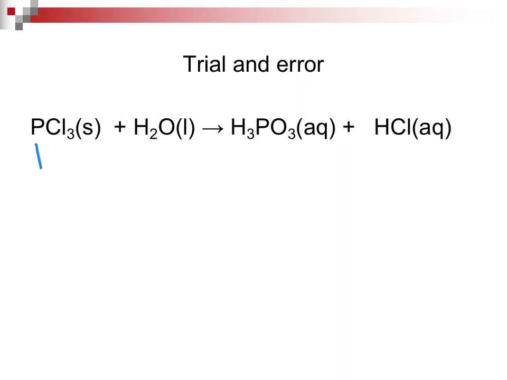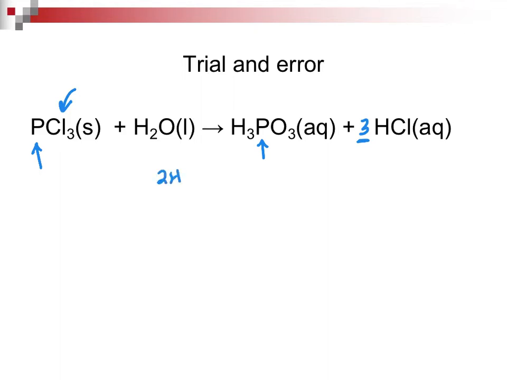If I look at this example, 1 phosphorus, 1 phosphorus, we are okay. If I look at the chlorines, I see 3 of them. That says for me to have 3 chlorines, I need to put a 3 in front of the HCl. So again, trial and error by inspection. I know I need to balance the hydrogens and the oxygens.